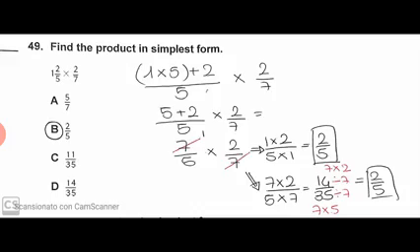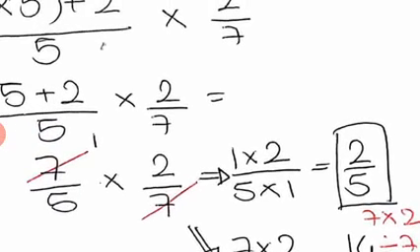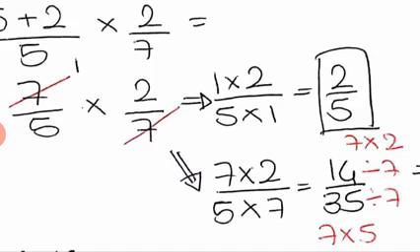We have two ways. The first way is this one. So we have the 7 up and down, so we can cross it out. So we have on top 1 times 2, and on the bottom 5 times 1. So 2 over 5. The second way is to make the product of the numerators and the product of the denominators.